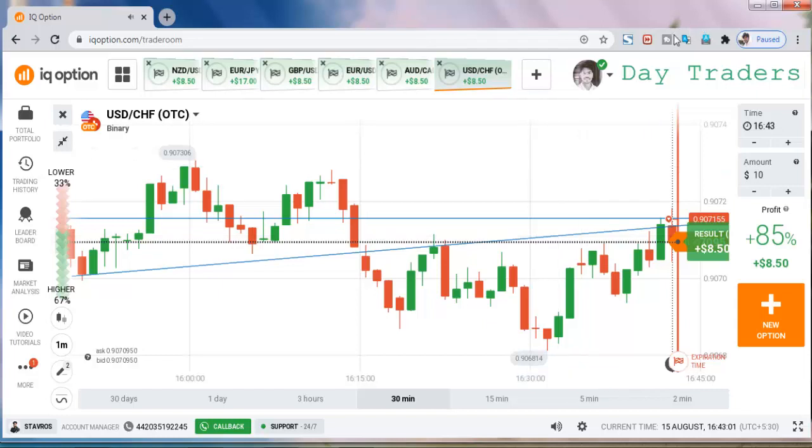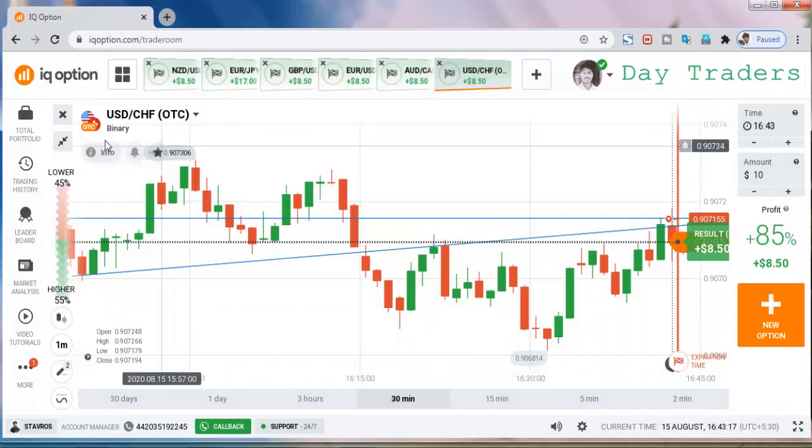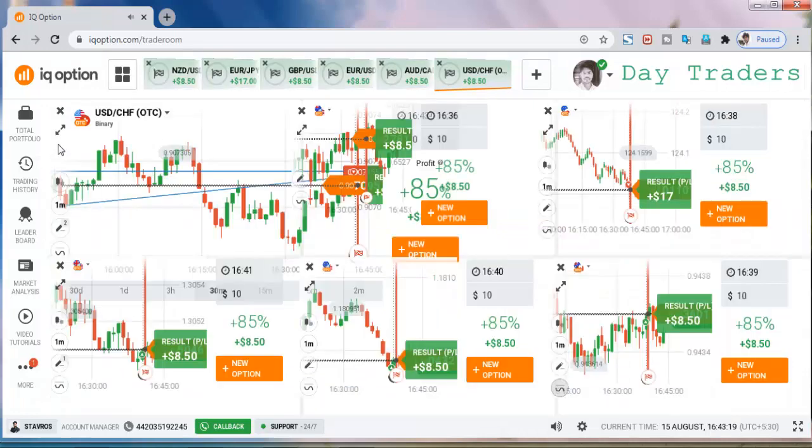Okay, this is also a winning trade. You can see there is a strong rejection at the level. So this reason is used at the level, that's the reason I will place a lower option. And this is also a winning trade. I placed 6 trades, all are winning trades.